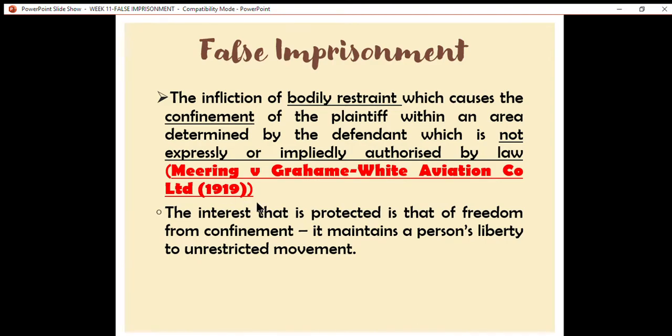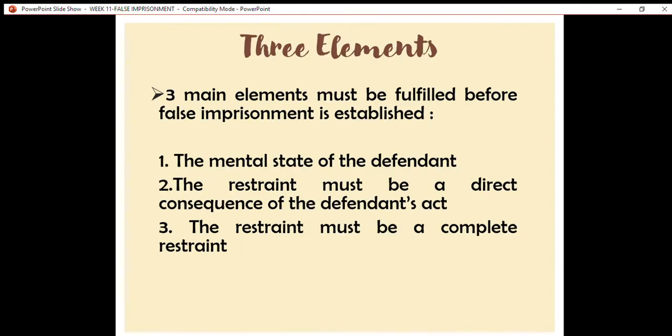The interest that is protected is freedom from confinement, and it maintains a person's liberty of unrestricted movement. But please bear in mind that if someone is holding your arm but you are actually able to break free, then it does not amount to forced imprisonment, because you have a way to release yourself from that particular person. I'll give you an illustration, and you can also refer to your manual book.